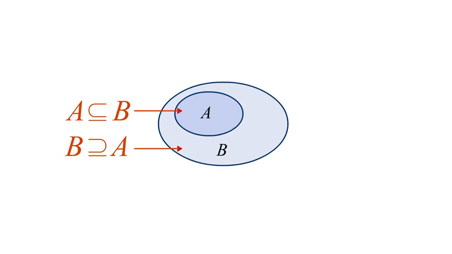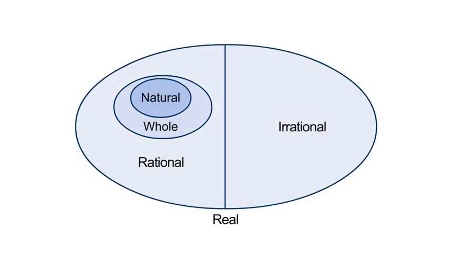If we use a Venn diagram to illustrate the relations between the sets of numbers we have studied in pre-algebra, it might look like this. Remember that in a Venn diagram, although sets are usually represented by circles or ovals, they can be illustrated by any type of enclosed area. This diagram shows that the set of natural numbers is a subset of the set of whole numbers, which is a subset of the set of rational numbers. The union of the set of rational numbers and the set of irrational numbers forms the set of real numbers.